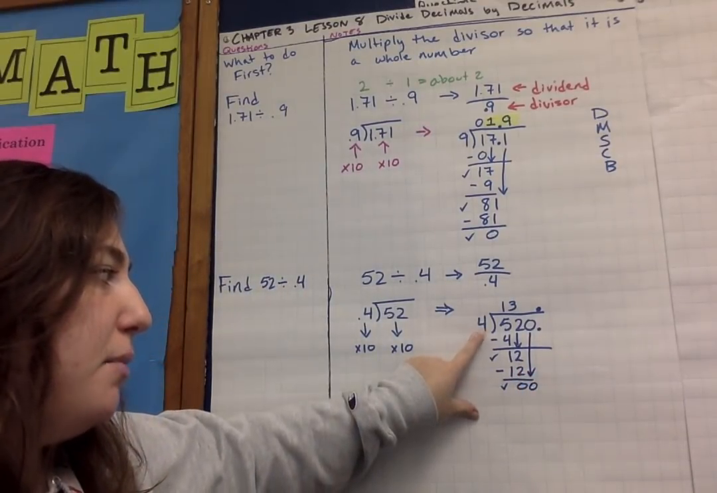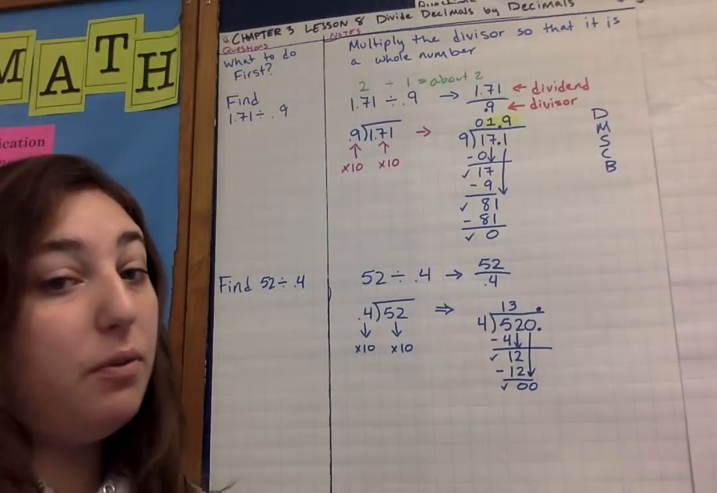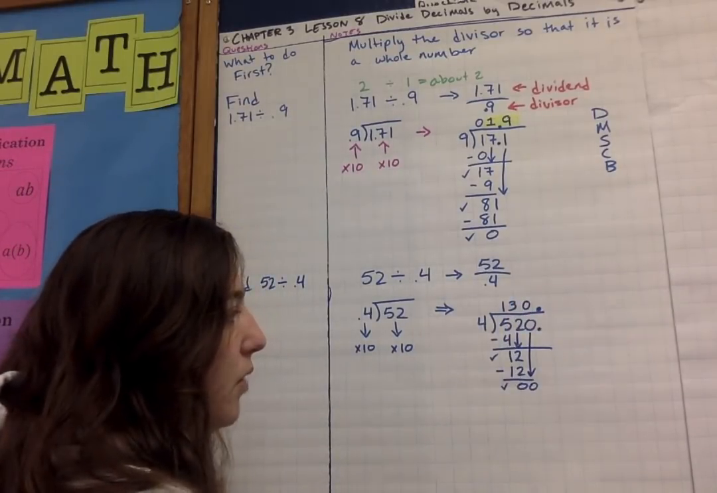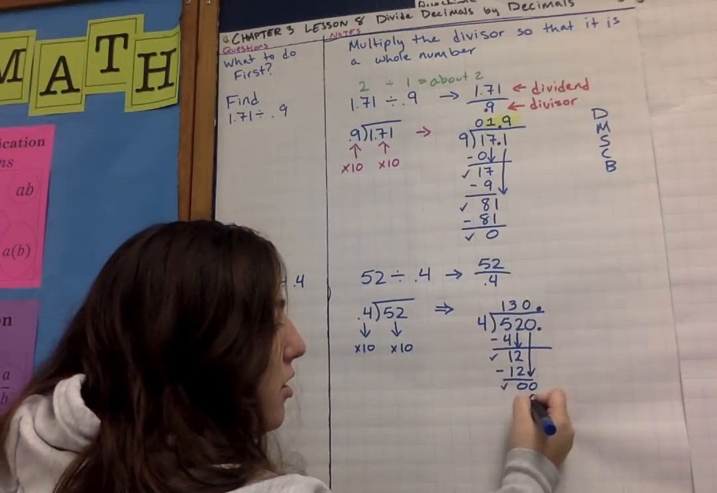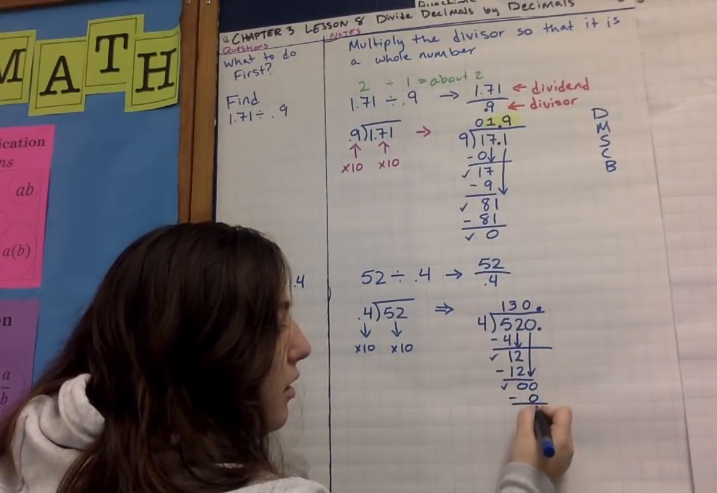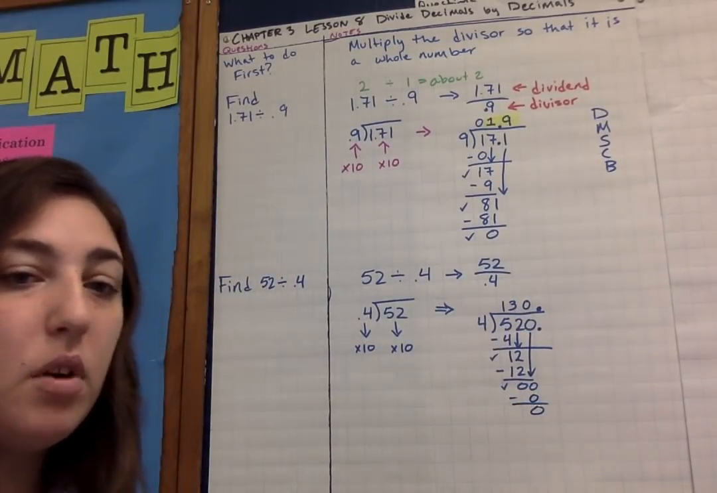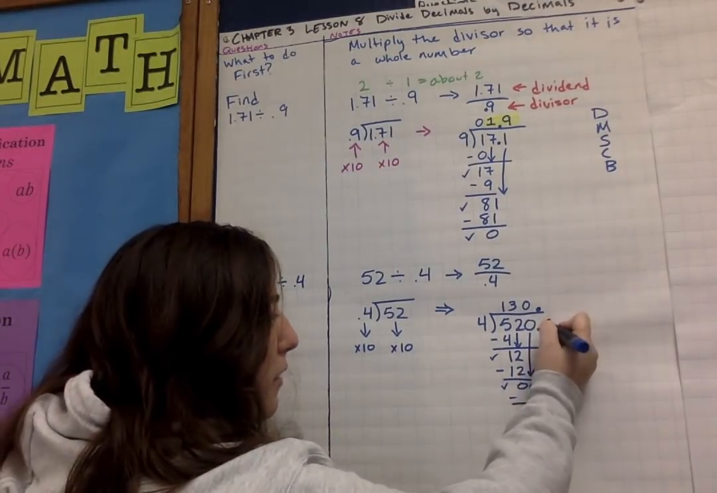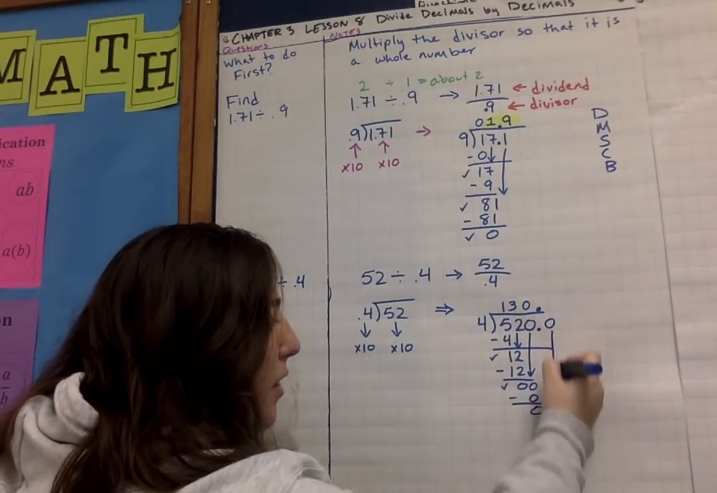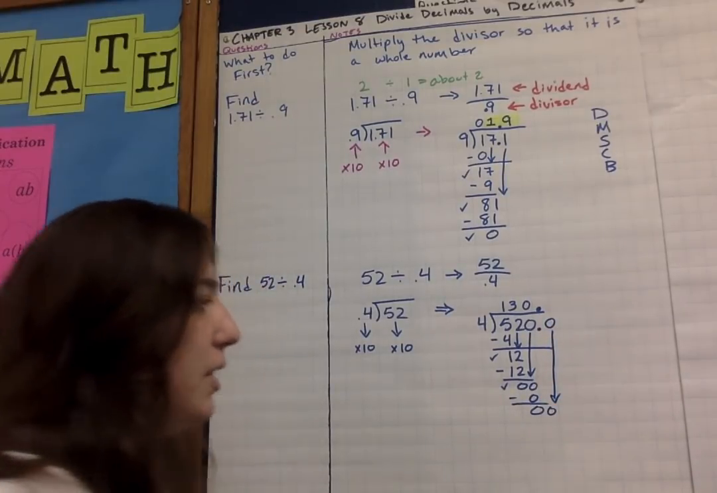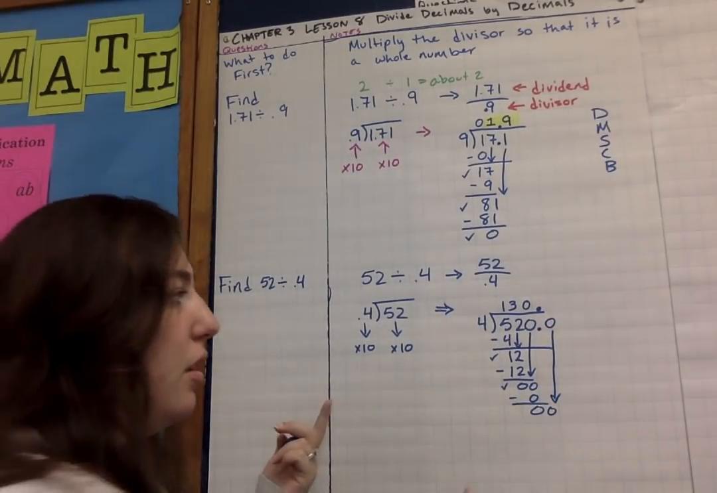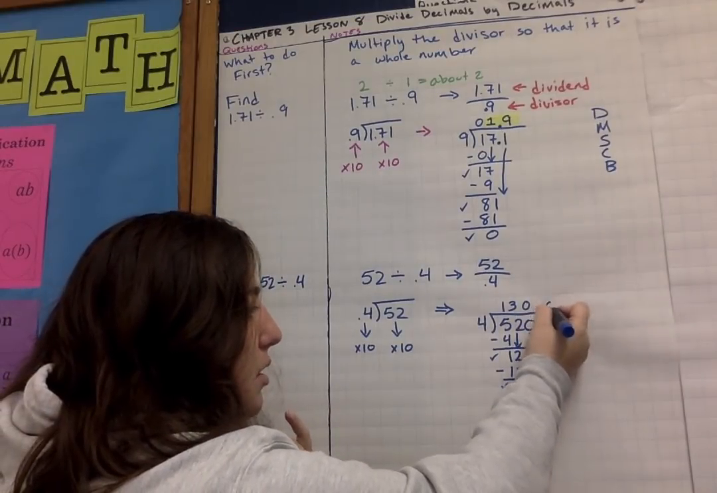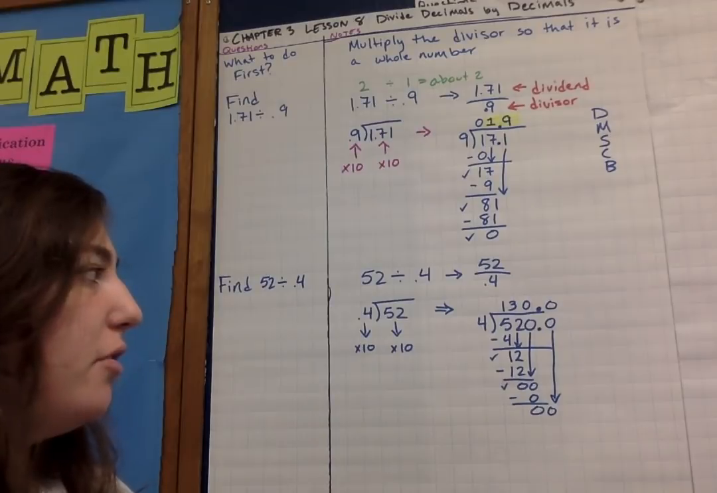Alright, now how many times does 4 go into 0? Well, 4 goes into 0 0 times. And put a 0 here. 4 times 0 is just 0. Subtract, and I get 0. Okay? I could keep going. I could add a 0 right here. But I know if I brought this down, it would still be 0. And 4 would go into 0 0 times. So my answer is 130.